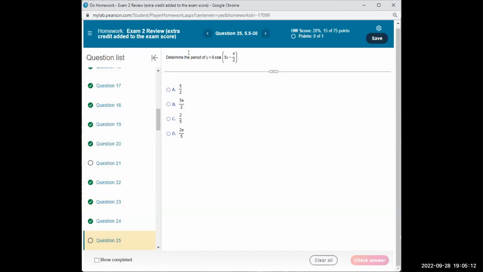Okay, we're determining the period. Again, the period of cosine is 2 pi. So the new period, we're going to divide by this constant in front of the x, 2 pi divided by 5.